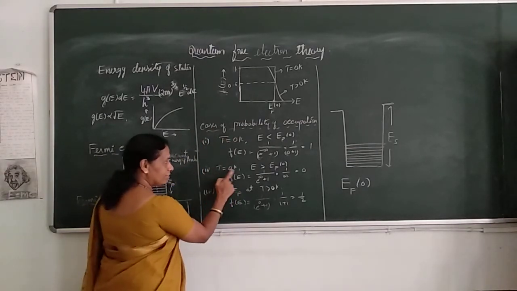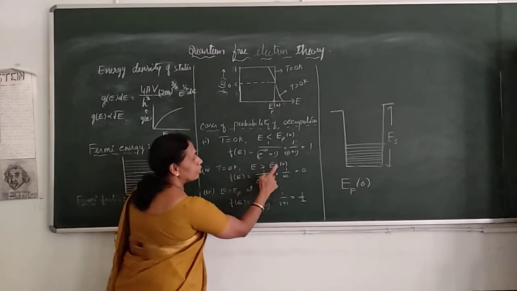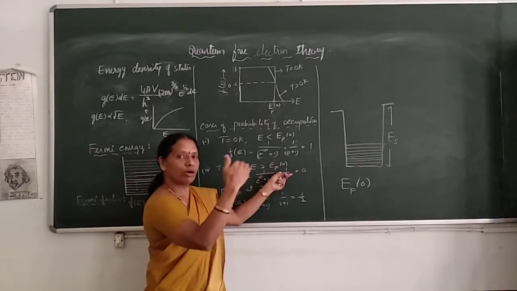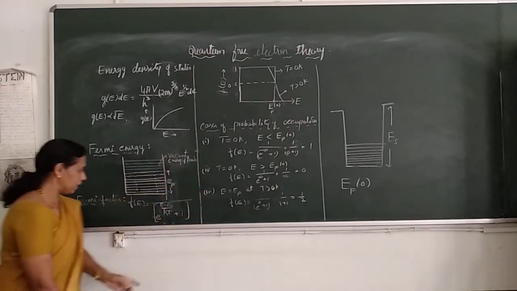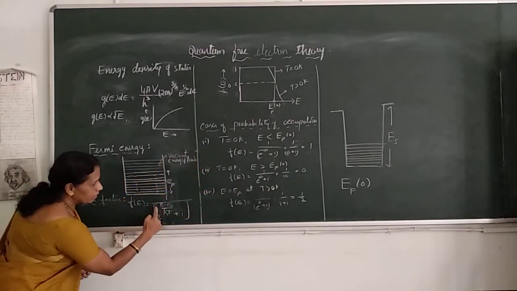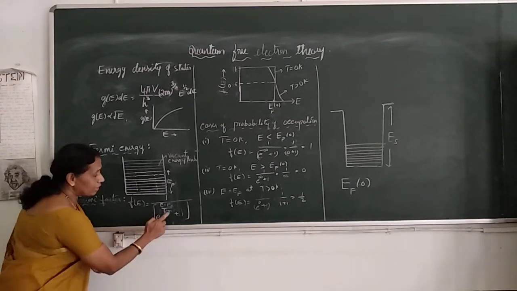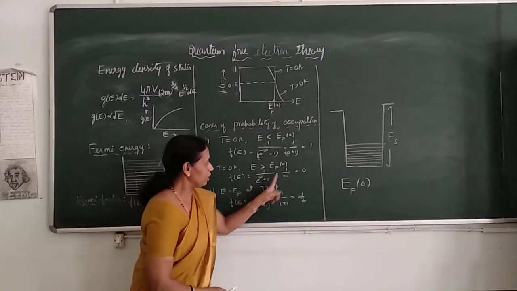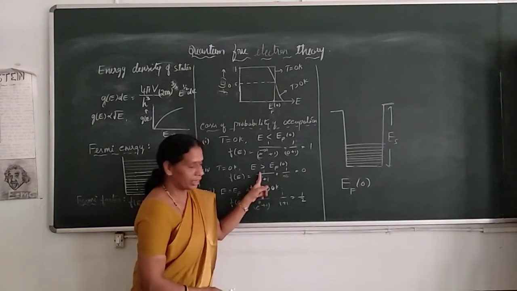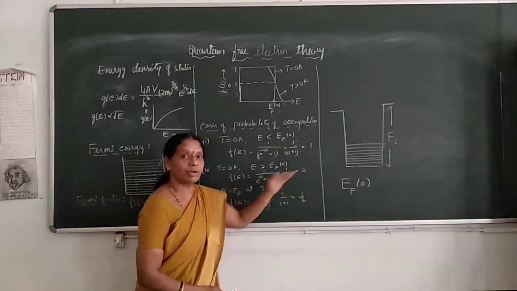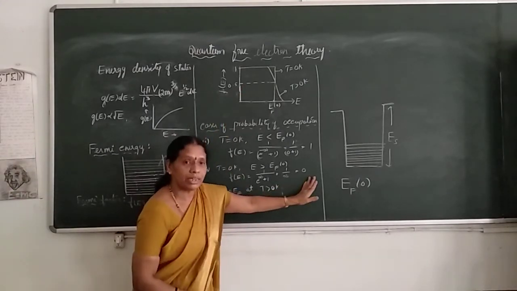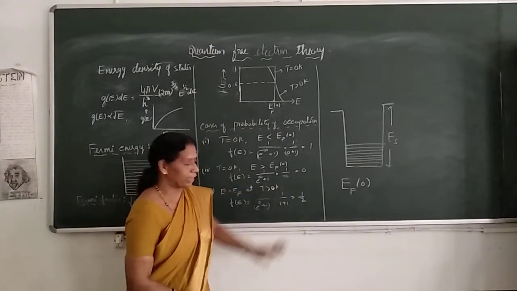Case 2: T is 0 Kelvin. Suppose E is greater than EF, the energy level above the Fermi energy. What happens? This term E minus EF becomes positive, T is 0, so this is e power infinity. E power infinity plus 1 is infinity, so 1 by infinity is 0. So all the levels above this Fermi level are completely empty, not filled at all.